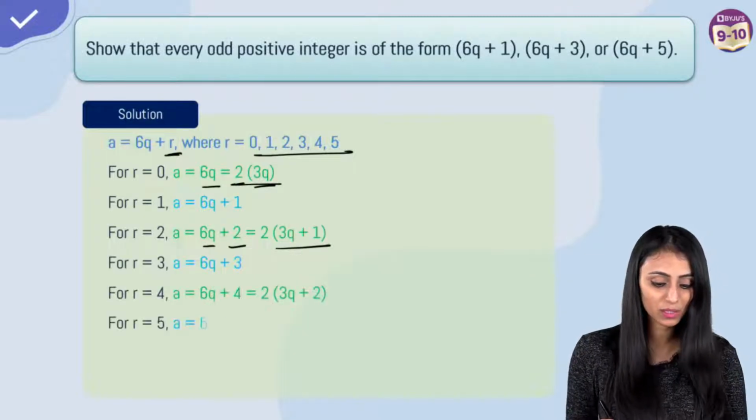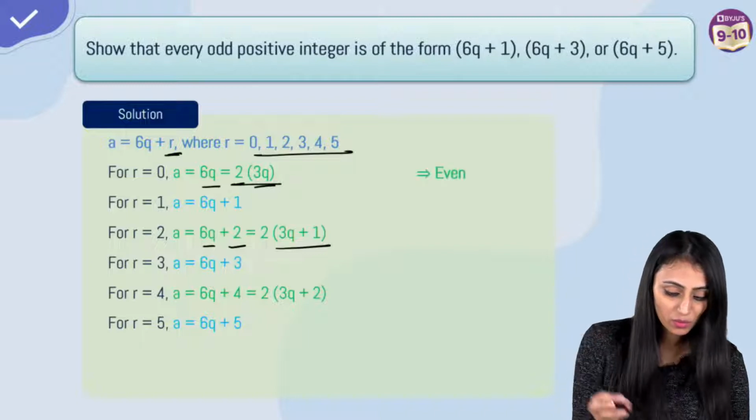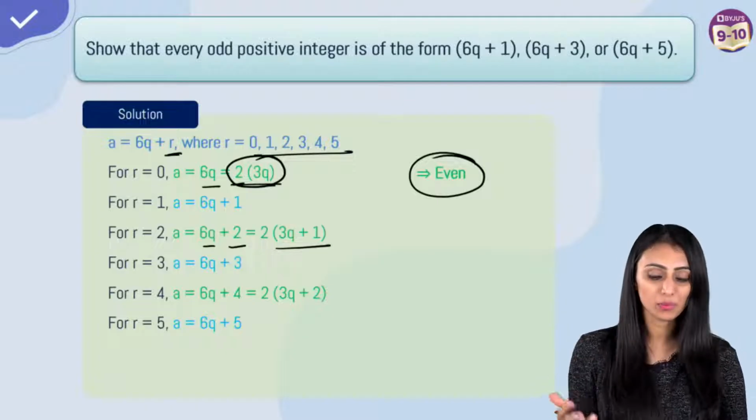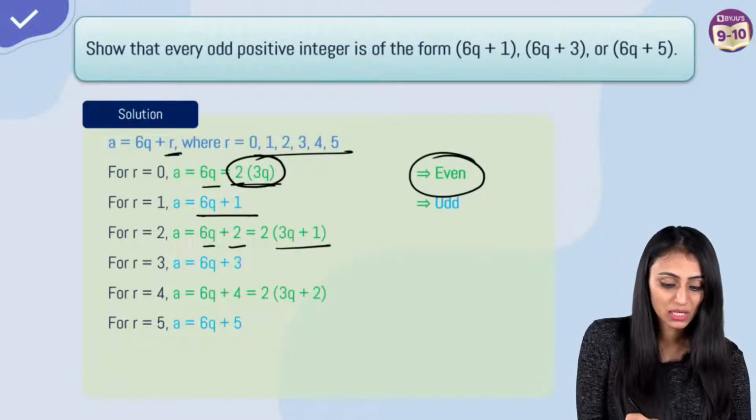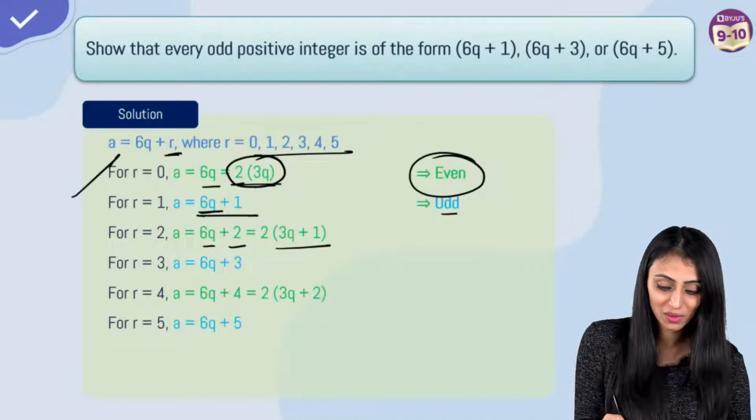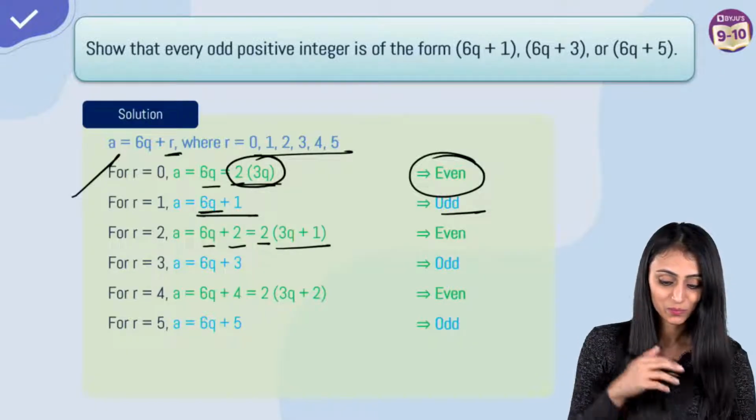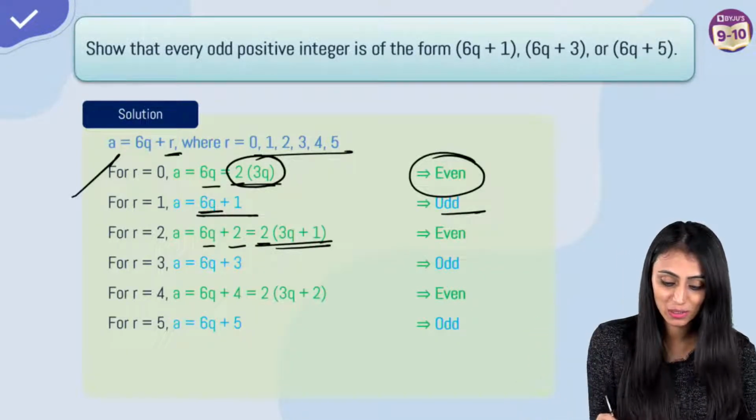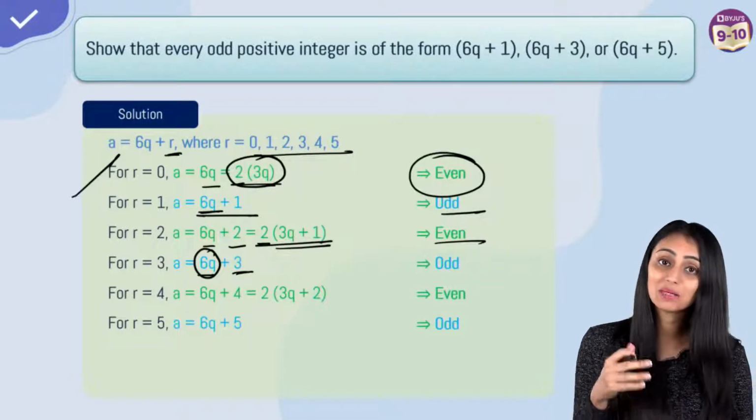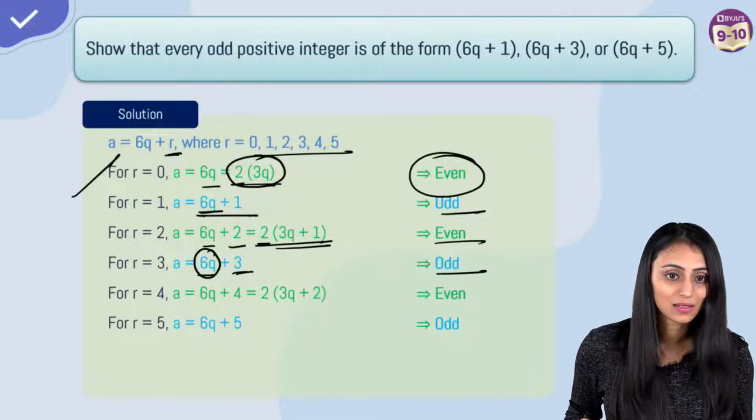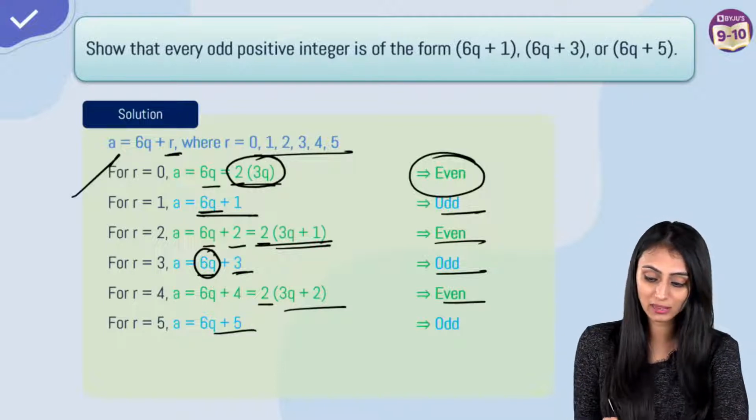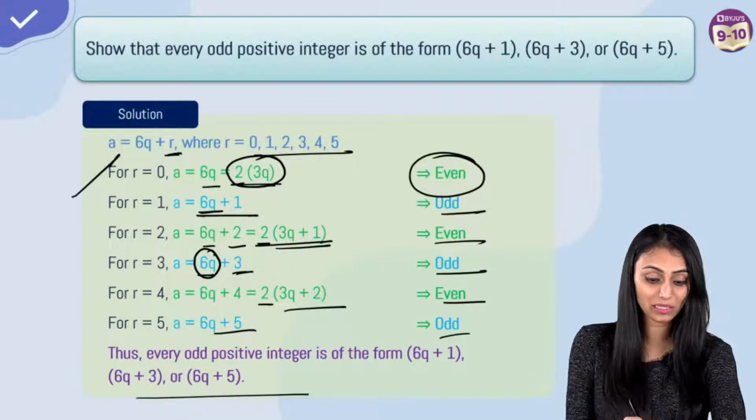Similarly for every example we are just putting the values, right? Now what you can figure out from here is 2 times 3q is divisible by 2. It is going to be even. It is representing an even number. If you talk about this form, 6q is divisible by 2, we just saw that, but if I add 1 to it, it's going to be odd. Here it is 6q plus 3, this is divisible by 2, but plus 3 makes it odd. Similarly for 2 times 3q plus 2, this is even and this is odd, and you need to write the final statement properly at the end.